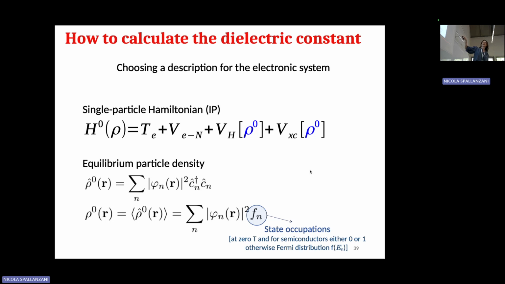The approach is very similar to what I presented to you previously. We have to start from the density matrix, which is expanded in the basis of phi, the Bloch states of the Hamiltonian H0. And the density rho zero is the average of the density matrix, which is the square modulus of phi n times the occupations, which can be 0 or 1 for semiconductors and insulators, or a Fermi distribution for metals.